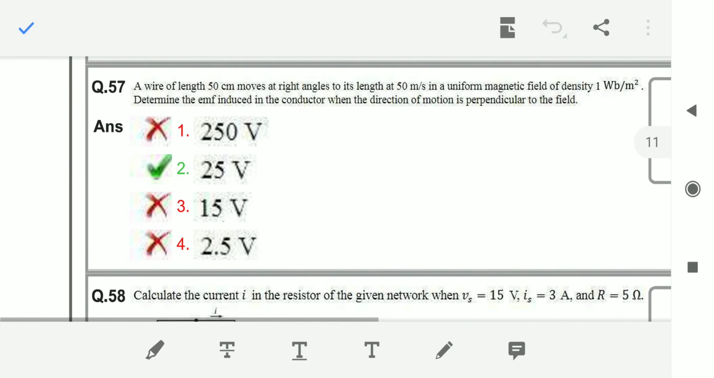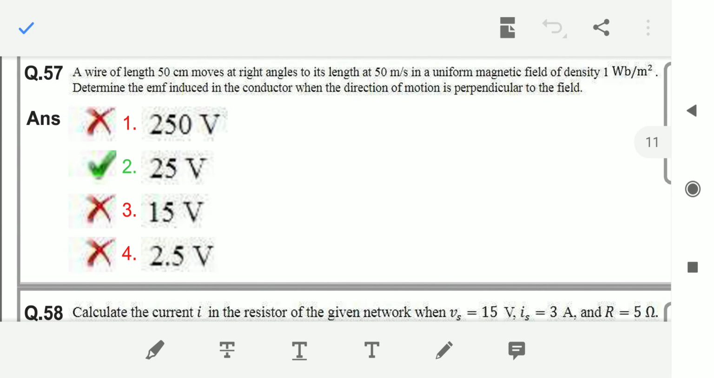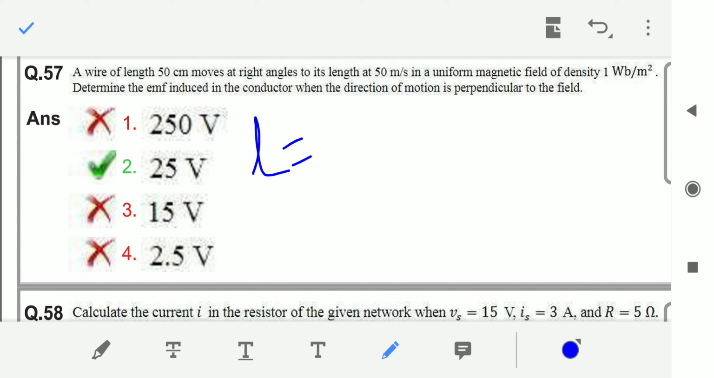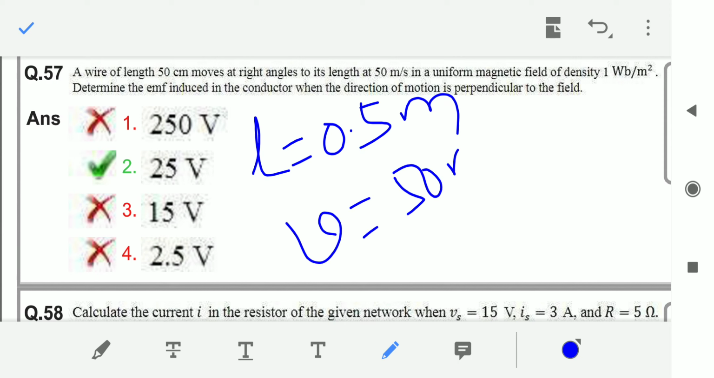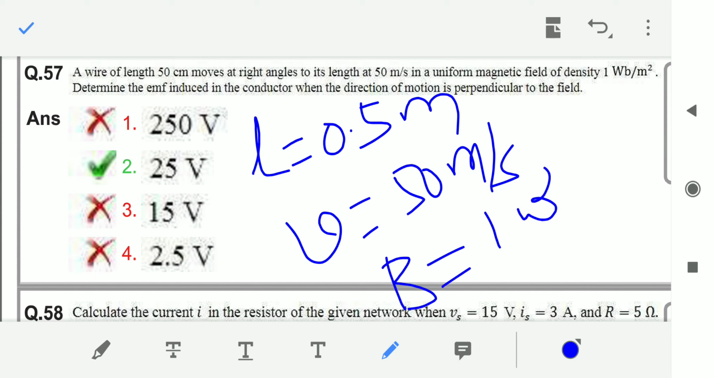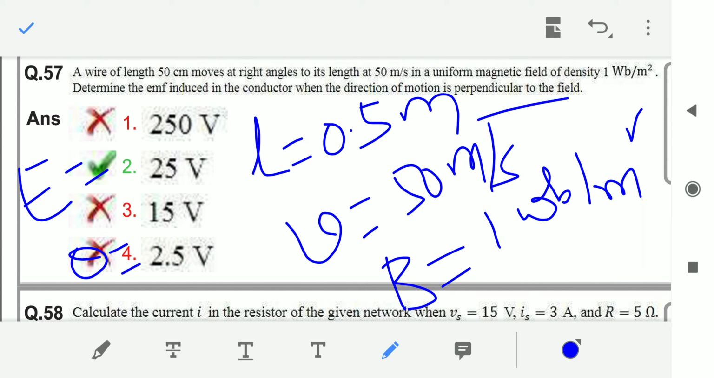And coming to question 57, a wire of length 50 centimeters, that means L is equal to 50 centimeters, that is equal to 0.5 meters, and its velocity is 50 meter per second. The uniform magnetic flux density is 1 Weber per meter square. Then determine the induced EMF in the conductor when the direction of motion is perpendicular. That means theta is equal to 90 degrees.